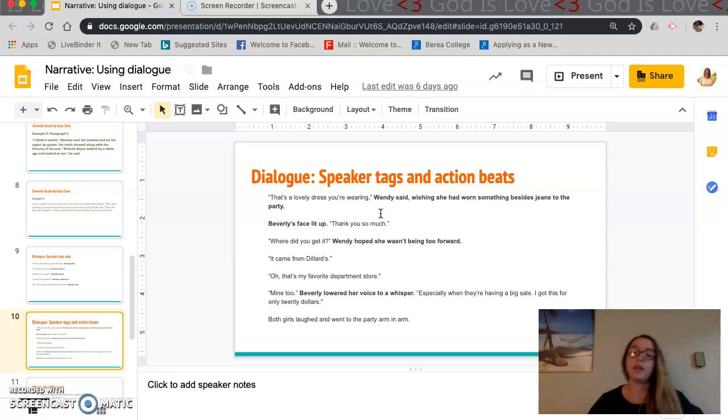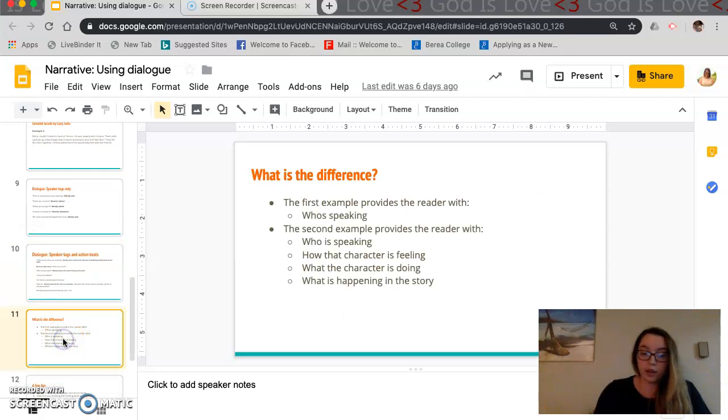So as you can see, this example provides the reader with knowledge of not only which characters are speaking, but how they're feeling, why they are feeling that way, what they're doing. It's showing us the setting of where this conversation is happening and everything. So it feels like I'm part of this party with these girls that I'm imagining to probably be in high school. So incorporating speaker tags and action beats brings dialogue into a text.